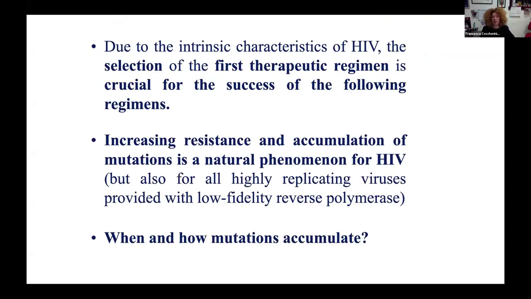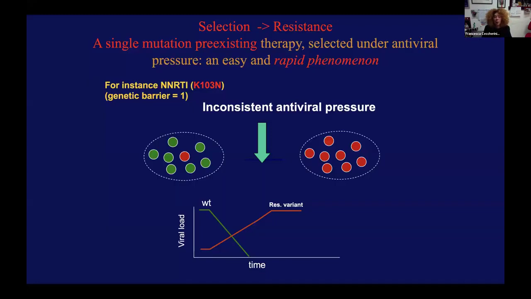So due to the intrinsic characteristics of the virus, we need to remember that we need to prevent the emergence of resistance and how the mutations can accumulate. So when we are speaking about drugs with a low genetic barrier, for instance, the first generation NNRTIs, we know the K103N was a single mutation. And in that case, we can explain why this is a very fast procedure, because we have selection of minor resistance variants that can be already present before. And so a single mutation pre-existing the therapy can be selected under inconsistent, we should say, antiviral pressure.